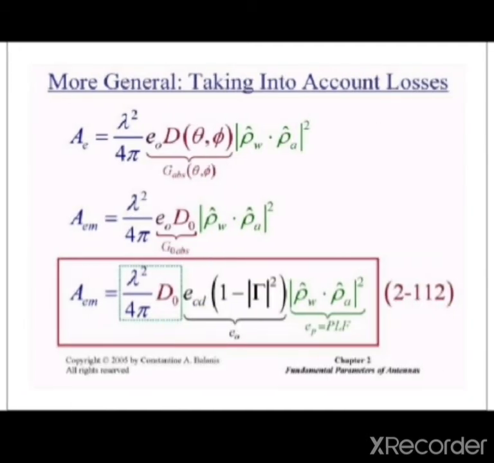So more generally, taking into account the losses, A is equal to lambda square by 4 pi times D of theta comma phi times (rho W into rho A) whole square. So AEM is equal to lambda square by 4 pi times D naught times (rho W into rho A) whole square. That means, what is the difference between here and there?